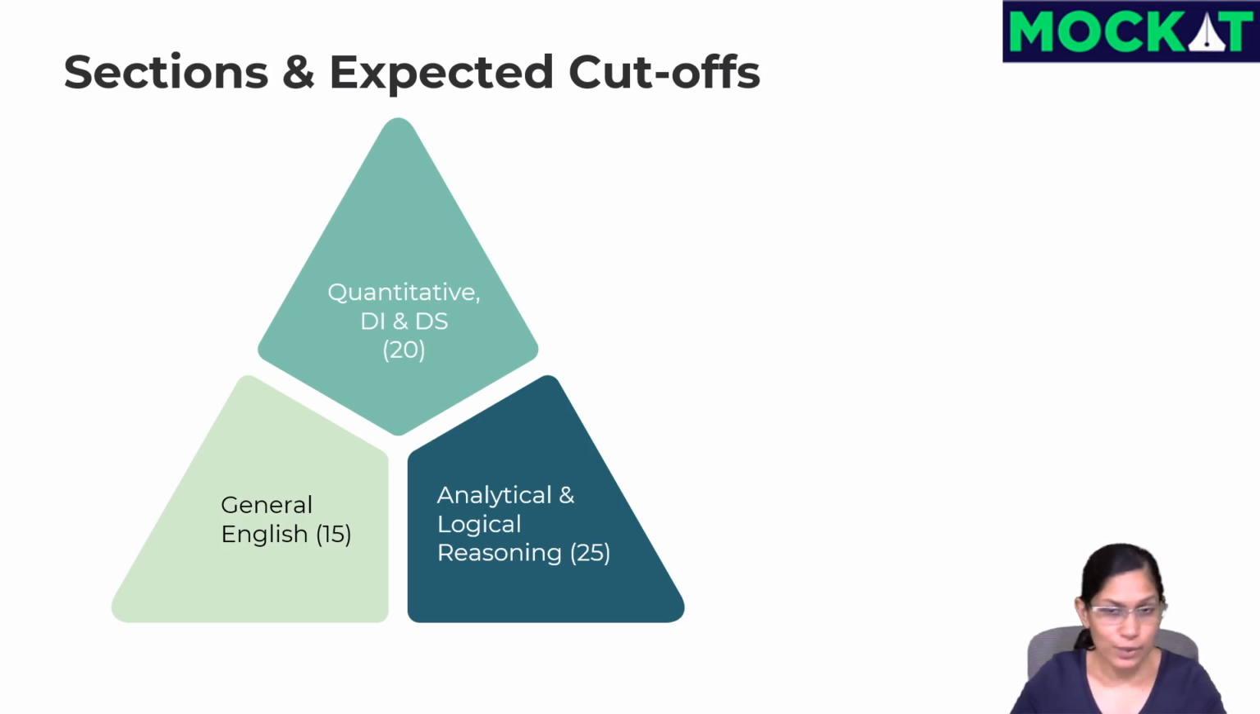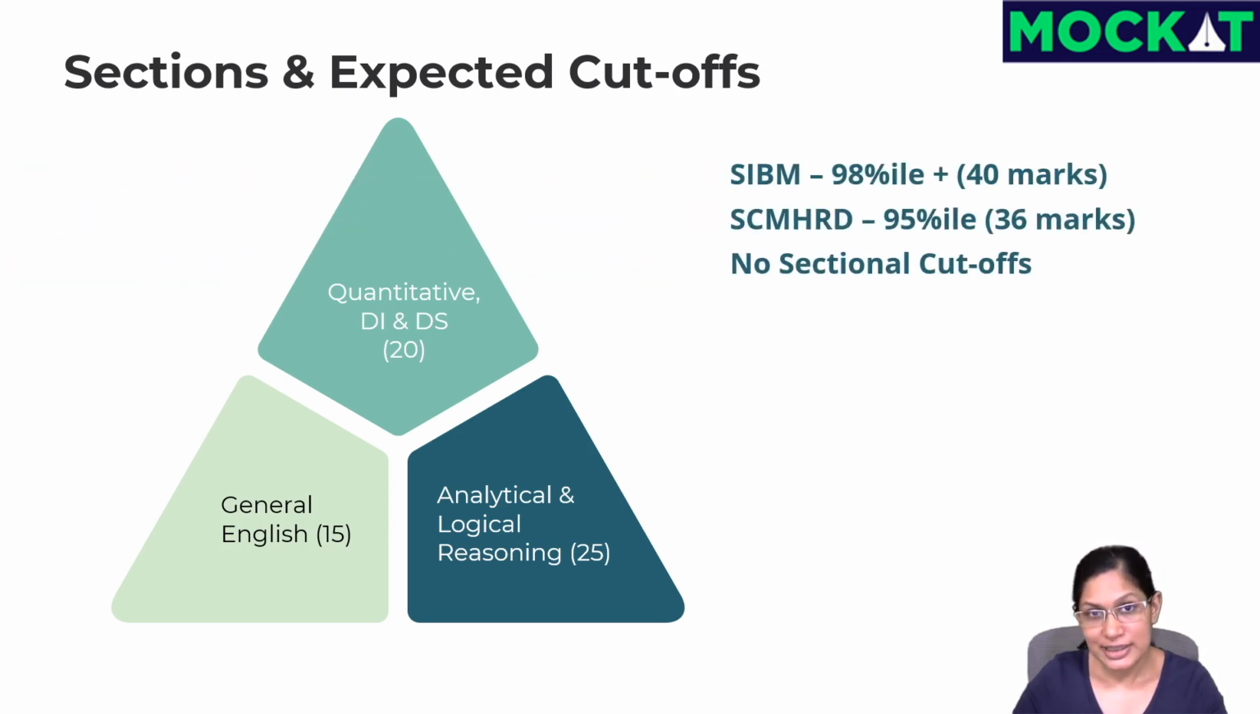Now, which questions you attempt is something which depends on your maximum score, but the percentile or the marks that you would need are somewhere around 98 percentile plus for SIBM, which is 40 marks or higher, and for SCMHRD you'll need somewhere around 36 marks, which should get you to the 94-95 percentile. Again, please remember that these are predictions based on the last few years.